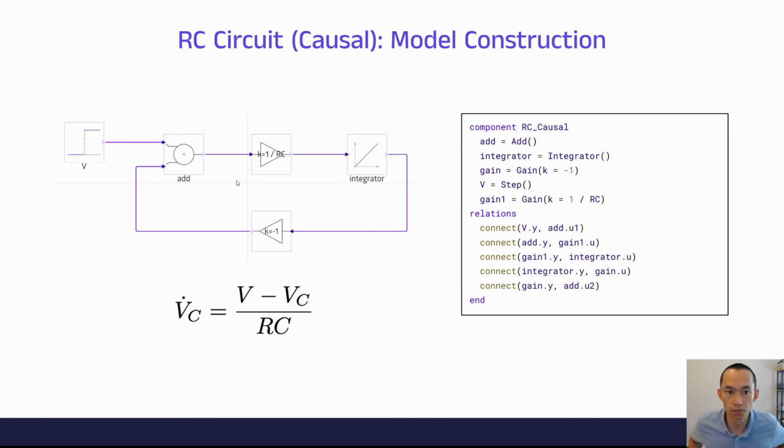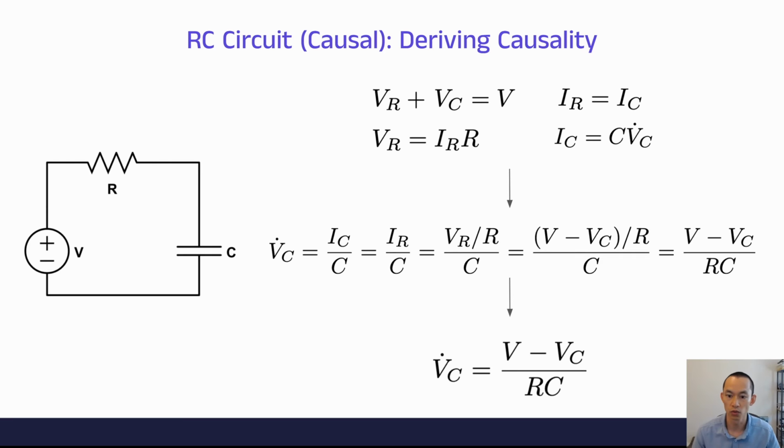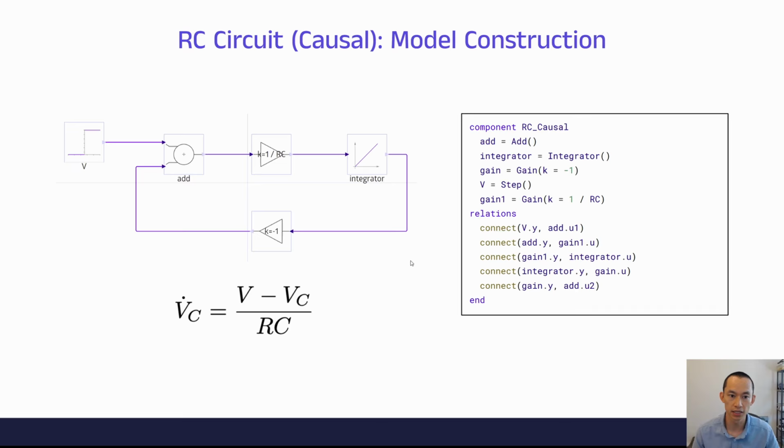Okay, so this is it. This is our RC circuit model that we got by using the causal approach, right? So we started off with the voltage law, current law, and the device equations. We derived causality by solving for the differential term here, VC dot. Then we implemented this in our tool. We can see the visual block representation of this tool on the left side, and we also see the code-based representation on the right side. Okay, so that is the RC circuit using the causal approach.